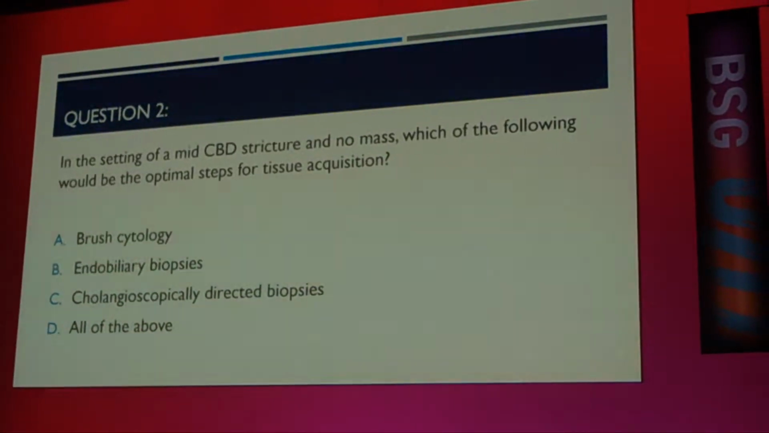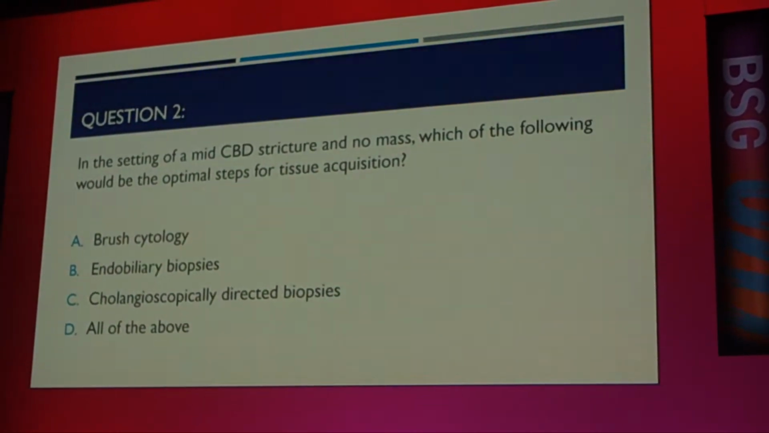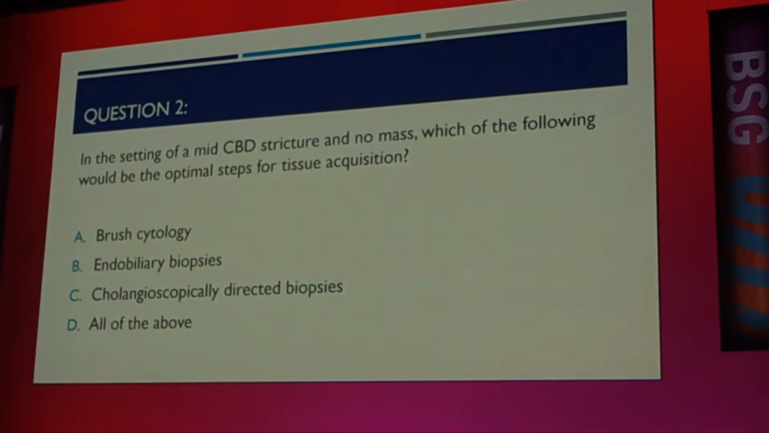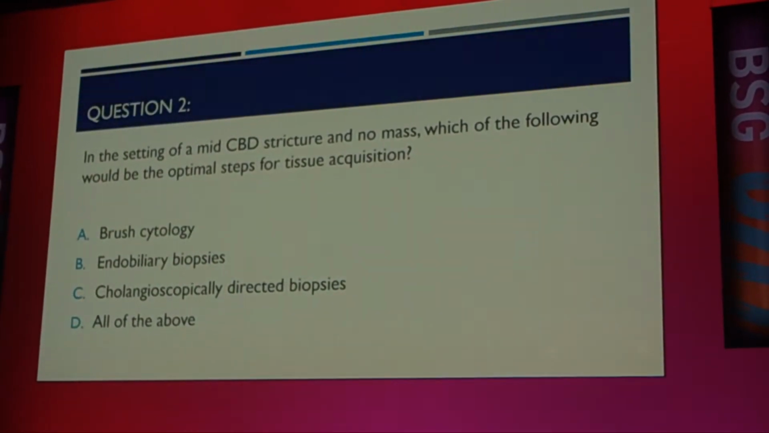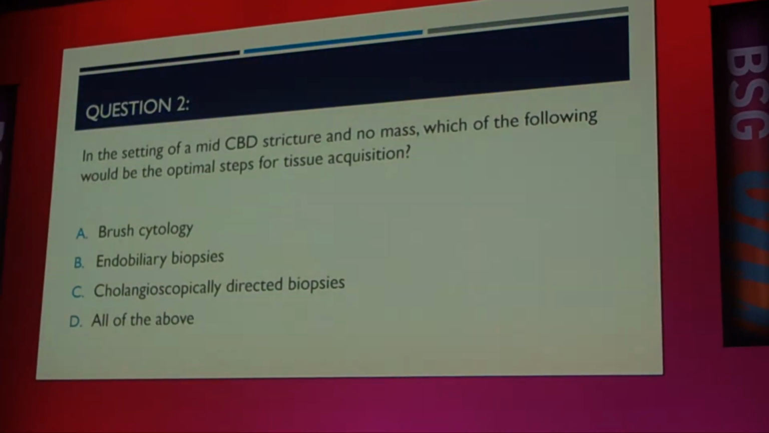So say in the setting of a mid-CBD stricture, not giving anything away, and no mass, which of the following would be the optimal steps for tissue acquisition? Brush cytology, endobiliary biopsies, cholangioscopically directed biopsies, or all of the above.